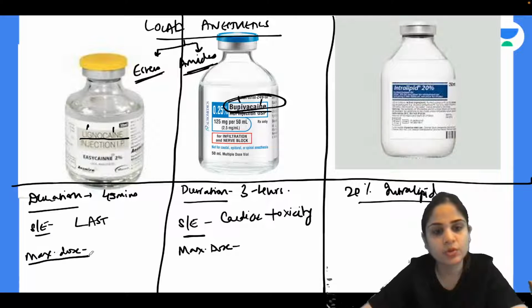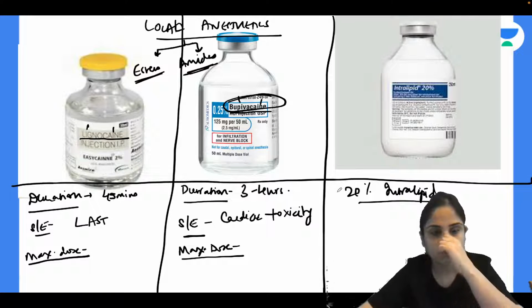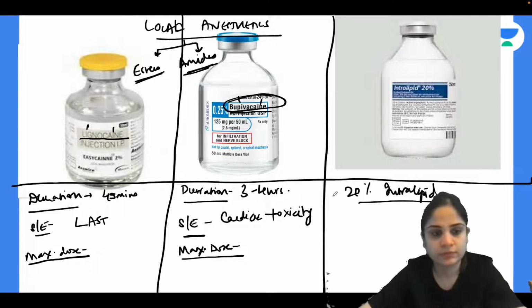What is the maximum dose of lignocaine? What is the maximum dose of bupivacaine?